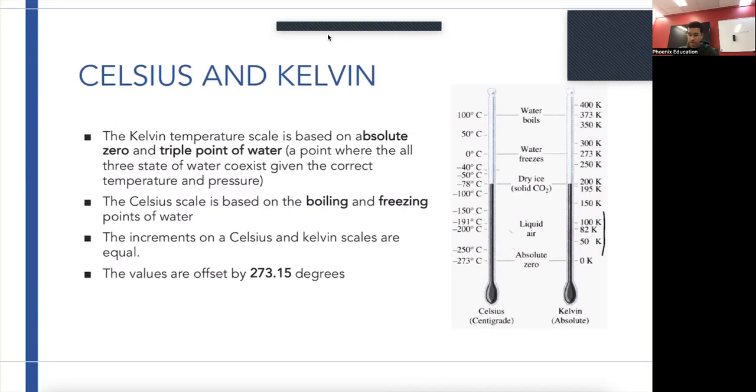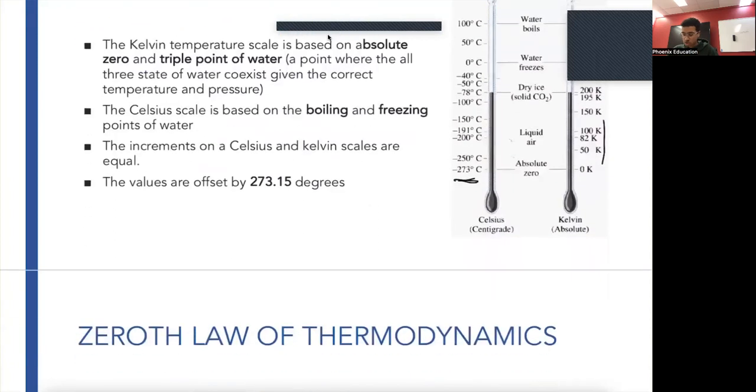And the way to convert between Celsius and Kelvin is just to add 273 to a Celsius measurement. So 0 degrees Celsius is 273 Kelvin. So to convert from Celsius to Kelvin, you add 273.15. From Kelvin to Celsius, subtract 273.15. It's a really simple conversion.